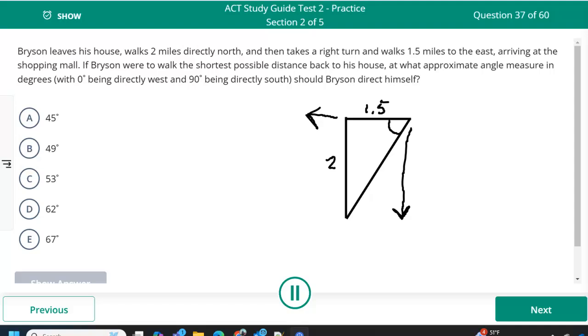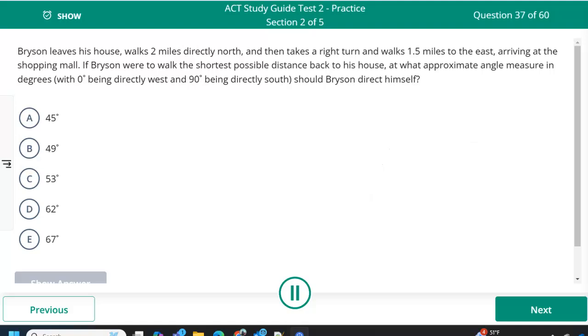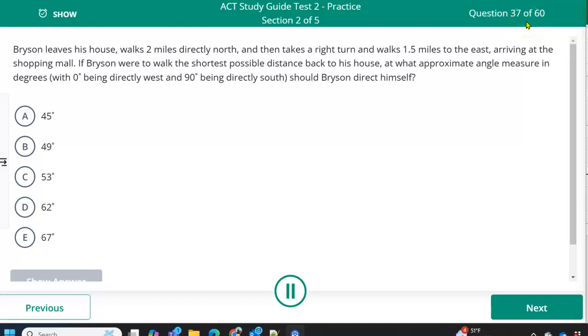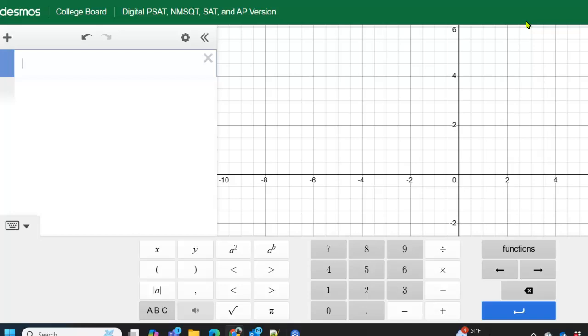All right, what do we have? We have 2 measurements relative to that angle. We have the opposite and we have the adjacent. So again, SOH CAH TOA, the tangent is opposite over adjacent, which is 2 over 1.5. So we can get that tangent, and then we take the arctangent and get the measure of the angle. All right, 2 over 1.5. See if I can remember that while I flip over to the calculator.